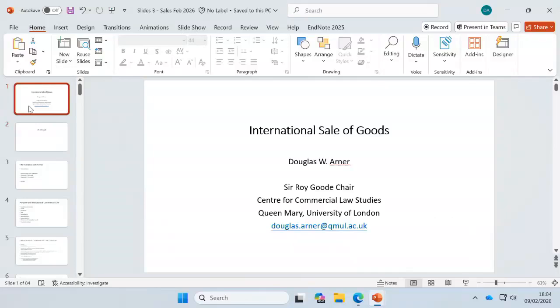Last week, we were looking at sources of international commercial law. Tonight, we're going to shift to really the first piece around international sale of goods. But first, let me just ask any questions or comments leading on from anything we've covered so far.